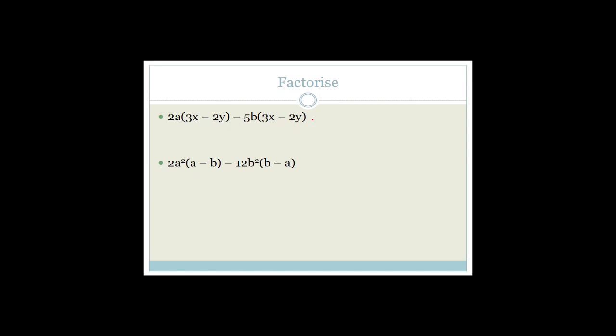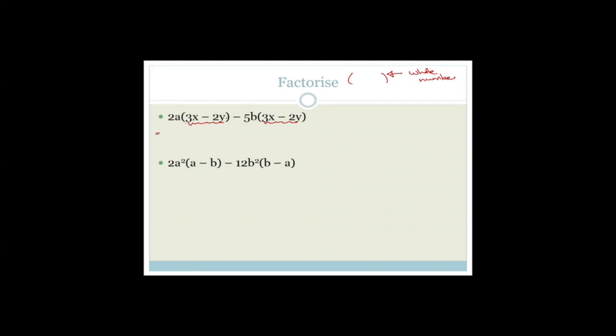The first thing you need to do, as always, is look for common factors. Here is something very important: I want you to think of brackets and everything inside the brackets as a whole number. You could replace everything in this bracket with a triangle, for example, and everything inside this bracket with a triangle as well, because they're the same. 3x minus 2y represents a whole number, and 3x minus 2y represents a whole number. Do you see that 3x minus 2y is the same here and here? So we could take out a common factor of the bracket.